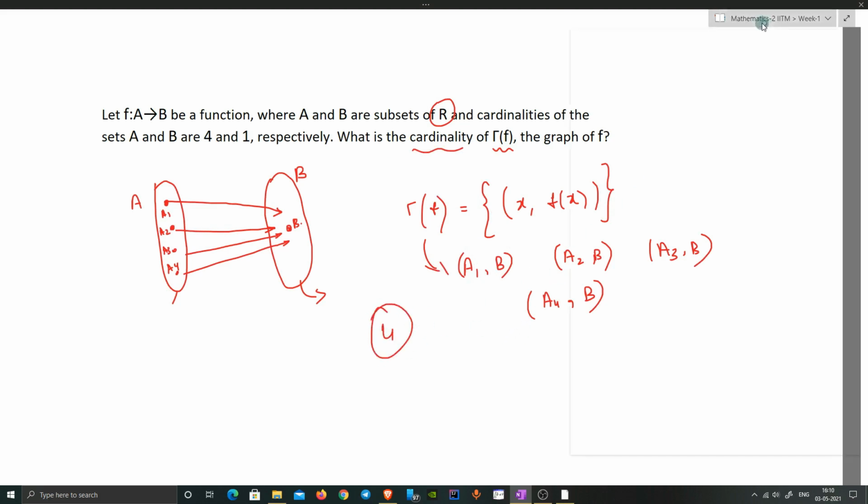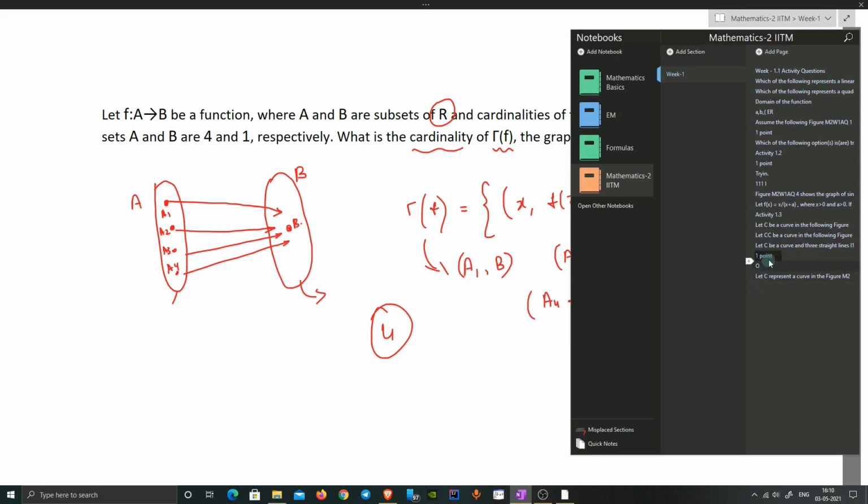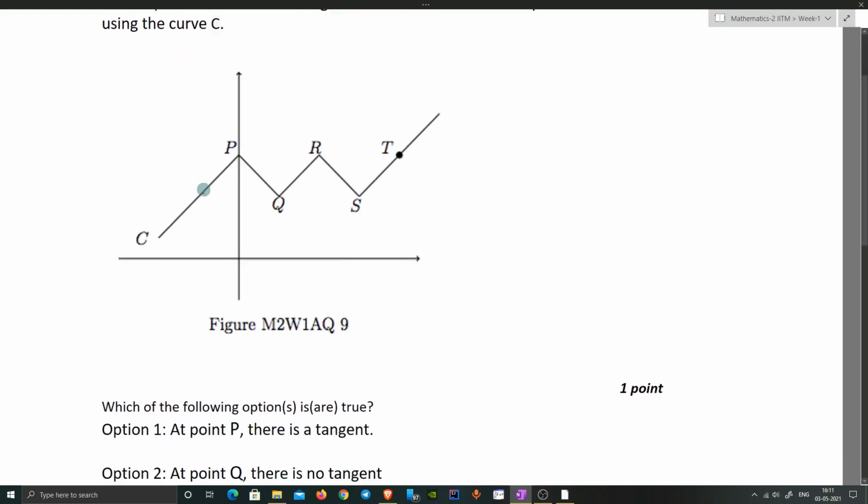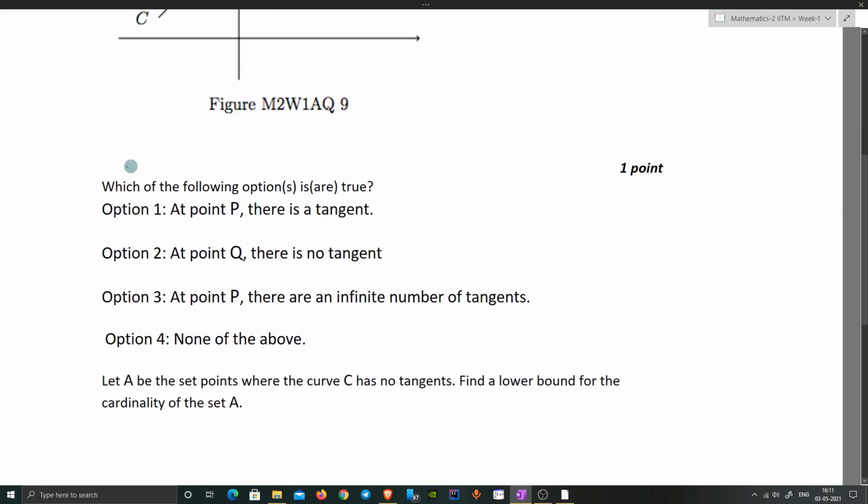Okay, moving on to the next question. A curve is represented in the figure. Answer questions 7 and 8 using the curve. We have a curve something like this, and they have given us all the points where the curve changes its direction. Which of the following options are true? So this is the question.